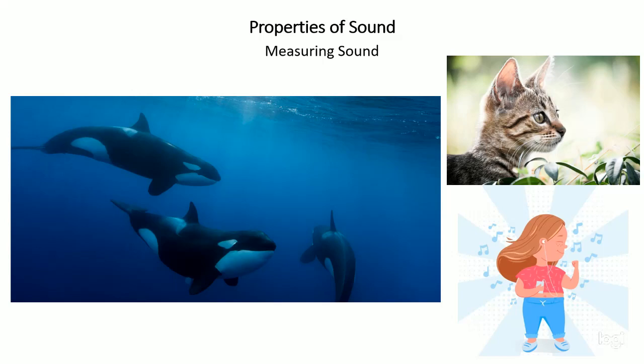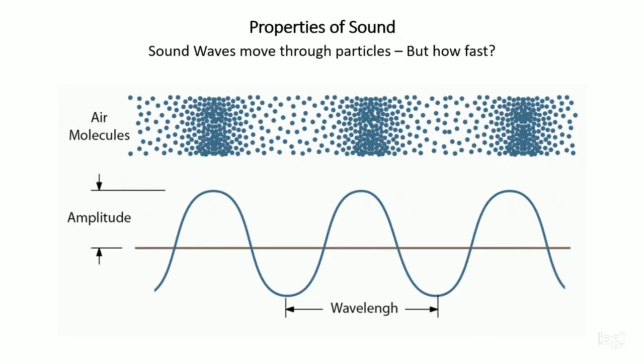Next, let's talk about measuring sound and how we measure sound. We discussed that almost all animals use sound in some way, but we need measurements in a way that we can quantify sound. So sound is the displacement of particles through a material, and there are several measurements that we can make. The first one might be amplitude.